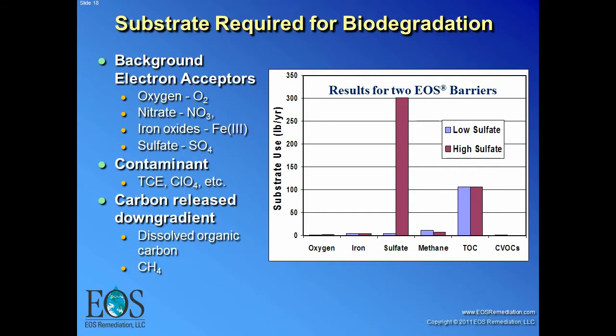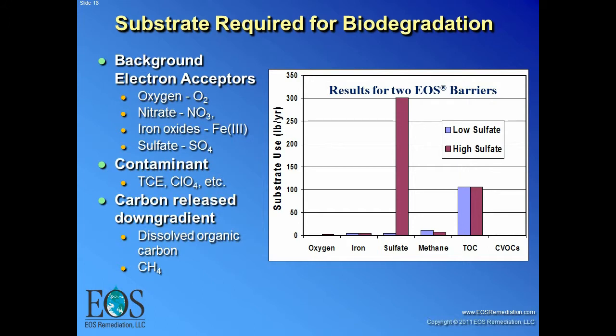Okay, how much do you need? Well, there's really 2 ways to look at this. The first way is just looking at how much substrate is required for biodegradation. These were results from some early projects we did. We injected EOS in a biobarrier configuration. We monitored upgradient of the barrier and downgradient of the barrier, and we could calculate how much EOS was being consumed by the different electron acceptors.